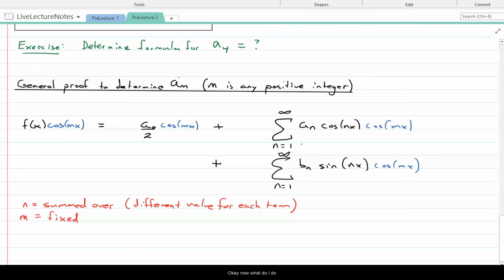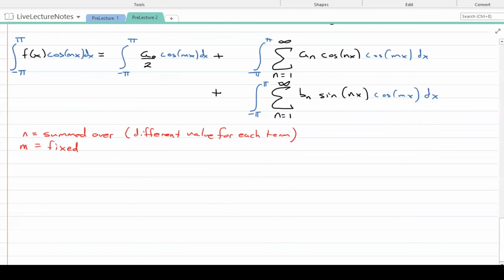Okay, now put some integral signs. Integrate both sides from minus pi to pi, minus pi to pi, minus pi to pi, minus pi to pi. dx, I should always put the dx. Okay, now it looks kind of complicated, but it's not so bad.